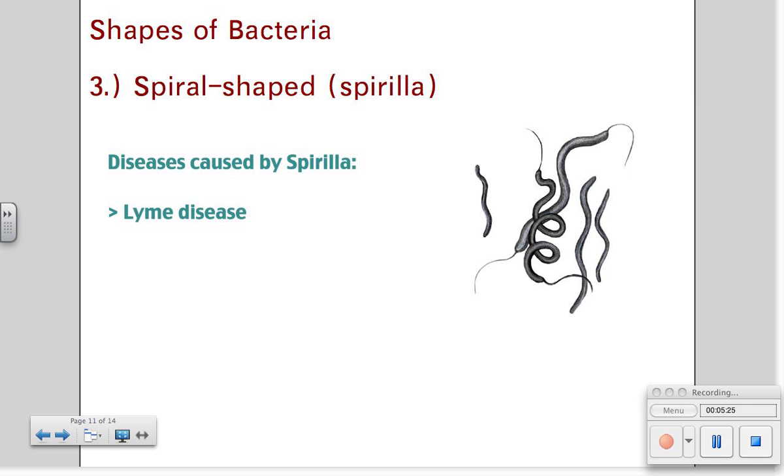The third type of bacteria are spiral shaped, known as spirilla. Some of the diseases that are caused by spirilla are Lyme disease. And again, they're spiral shaped. Okay, this kind of looks like a rod shape, but because it's curvy there, it is classified as spirilla.